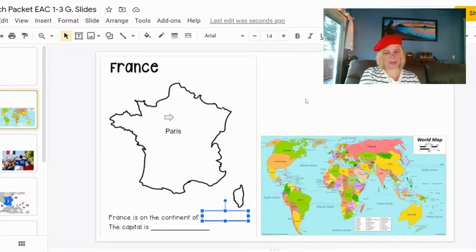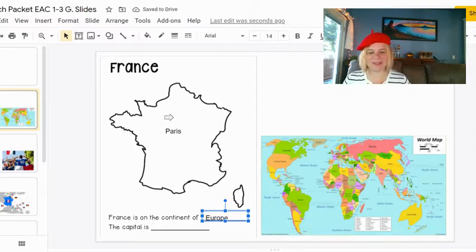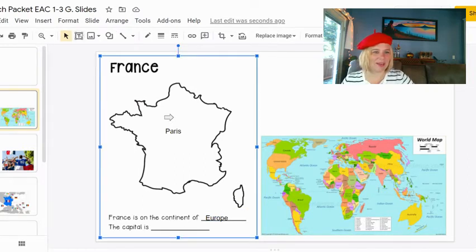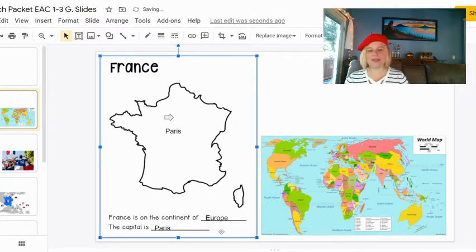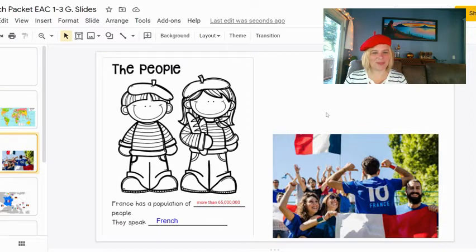We're going to write in Europe. Capital E, it's a proper noun, name of something, E-U-R-O-P-E, Europe. And the capital, we've got that labeled. The capital is Paris. P-A-R-I-S, capital P again. It's the name of a proper noun, name of something, capital P-A-R-I-S. Can get those written in. Make sure you have Paris labeled on your map, and then we'll turn to the next page.